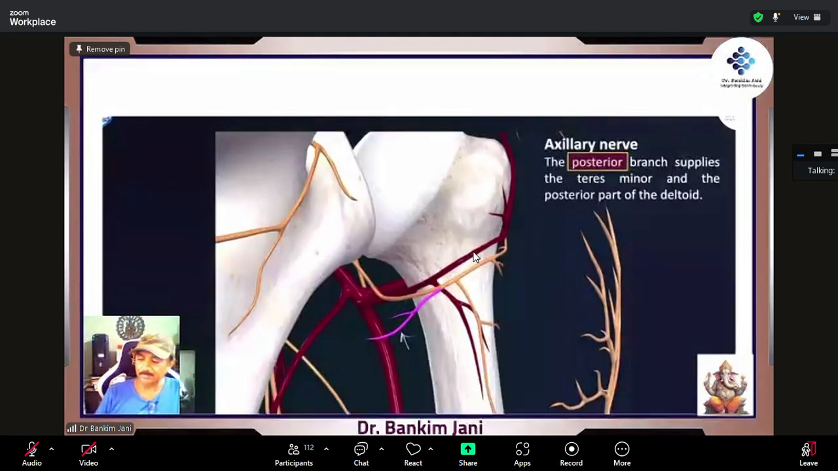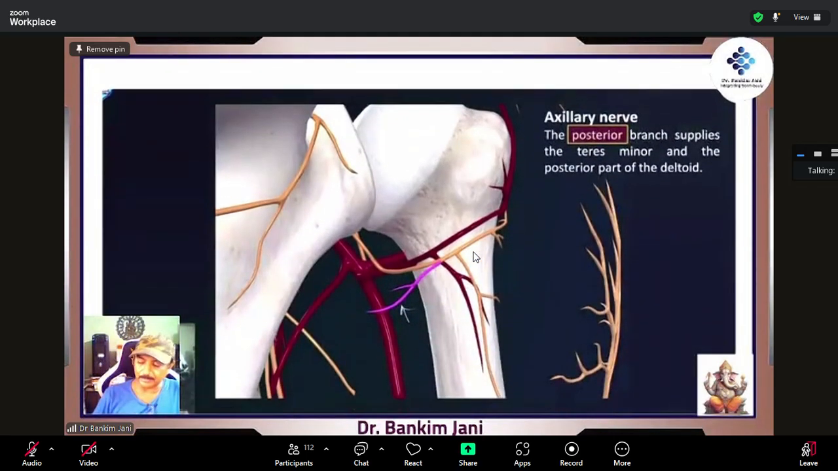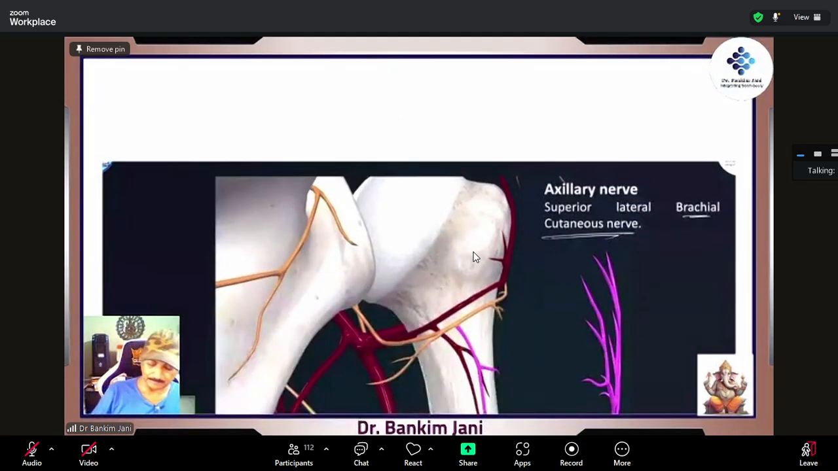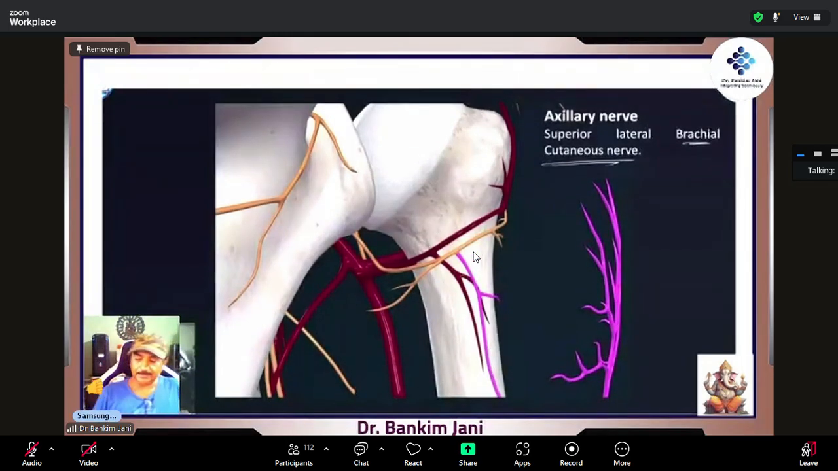That's the axillary nerve. Posterior branch supplies the teres minor and the posterior part of the deltoid. This is the nerve, right, which is supplying teres minor and posterior part of deltoid. This also gives the superior lateral brachial cutaneous nerve, superior and lateral cutaneous nerve for the brachial part, the arm, right? These are all now the terminal branches, small branches.